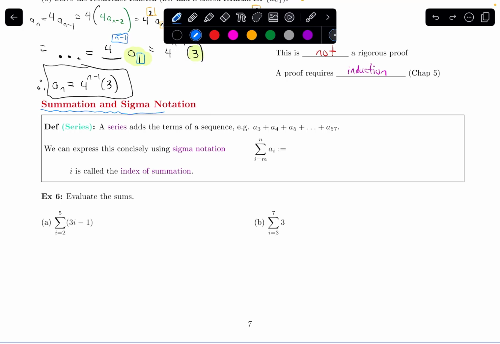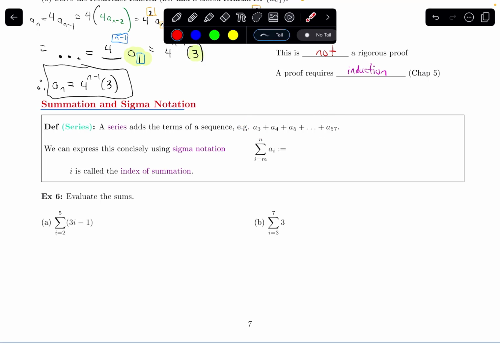In this video, we will talk about summation and sigma notation. So I'm going to start with the definition of series. A series adds the terms of a sequence. For example, I might have the terms of a sequence A3, A4, A5, up until A57, and the series would add all of those terms together.